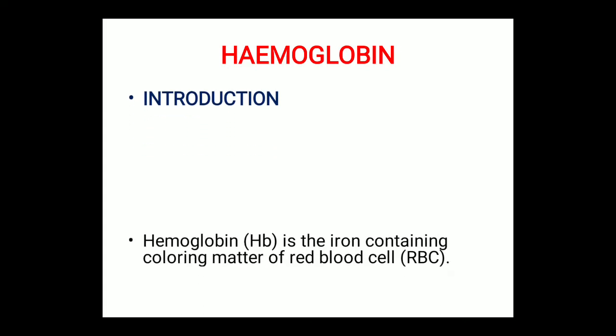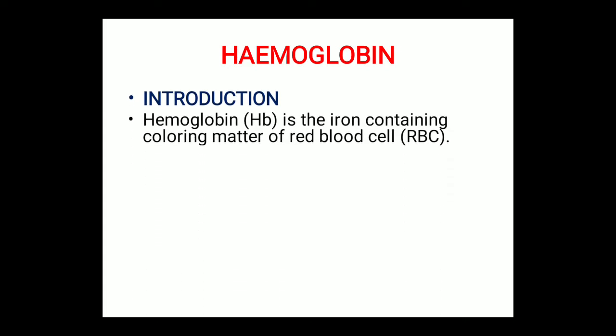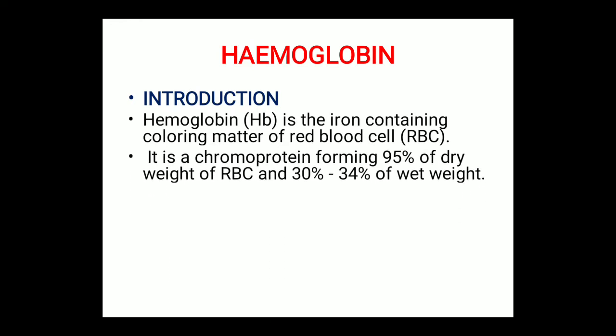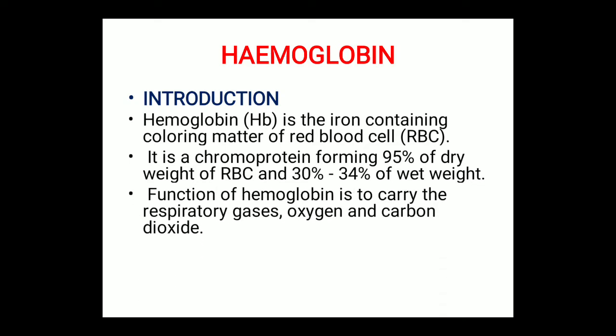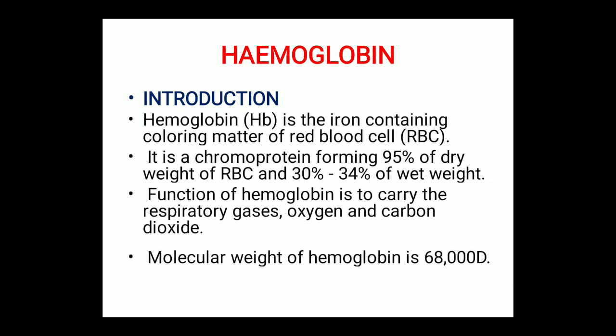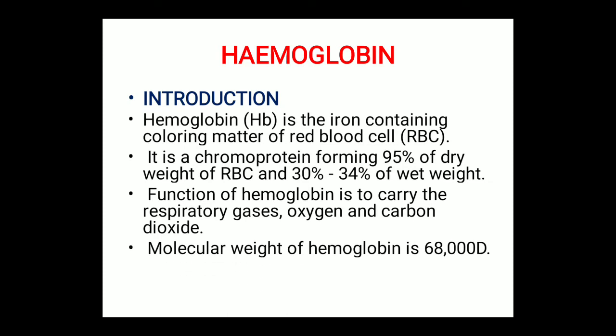Introduction. Hemoglobin is the iron-containing coloring pigment or matter of the red blood cells, called RBC. It is a chromoprotein forming 95% of the dry weight of RBC and 30 to 34% of the wet weight. The function of hemoglobin is to carry the respiratory gases, oxygen and carbon dioxide. The molecular weight of hemoglobin is 68,000 Dalton.